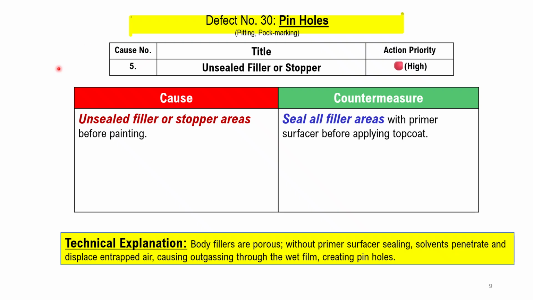The fifth probable cause could be unsealed filler or stopper. Unsealed filler or stopper areas before painting. Body fillers are porous without primer surface sealing. Solvents penetrate and displace entrapped air, causing outgassing through the wet film, creating pinholes. Therefore, the countermeasure is seal all filler areas with primer surfacer before applying top coat.